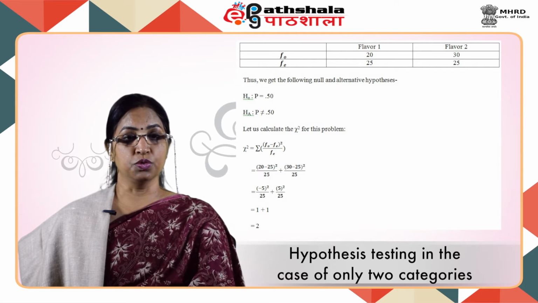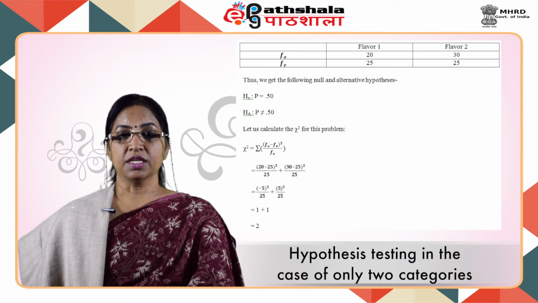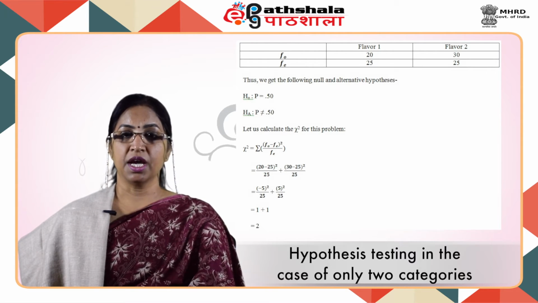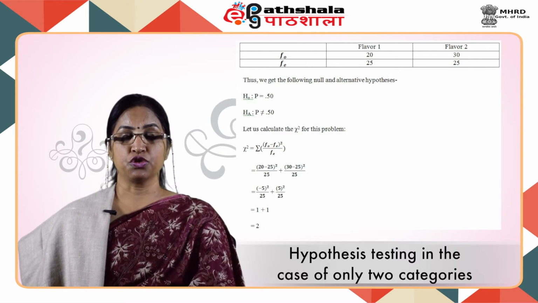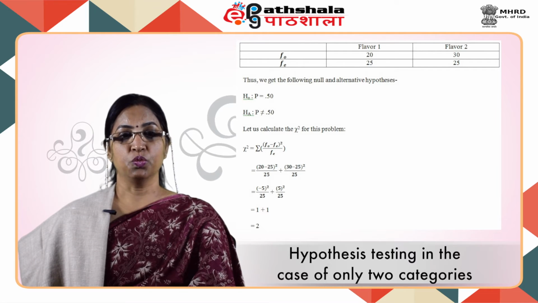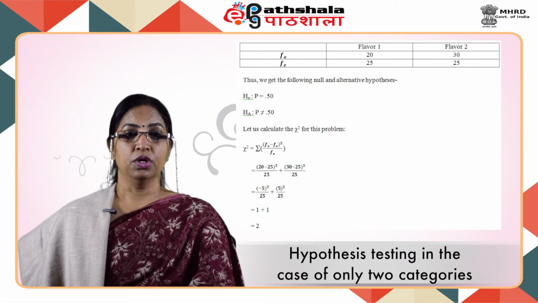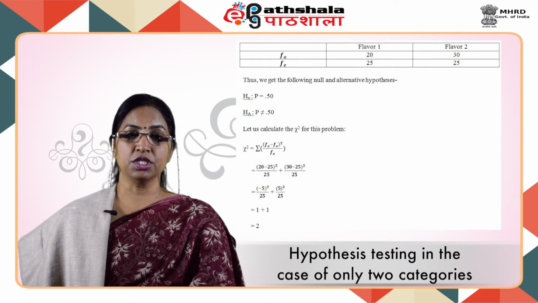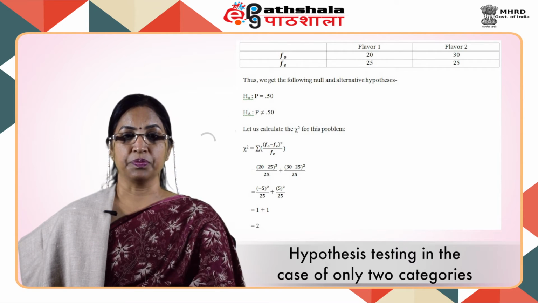Since there are only two categories, we may identify P as the proportion of people choosing flavor 1 and 1 minus P as the proportion of people choosing flavor 2, as shown in the table. Thus, we get the null and alternative hypothesis as H0, where P equal to 0.5, and HA, P is not equal to 0.5.